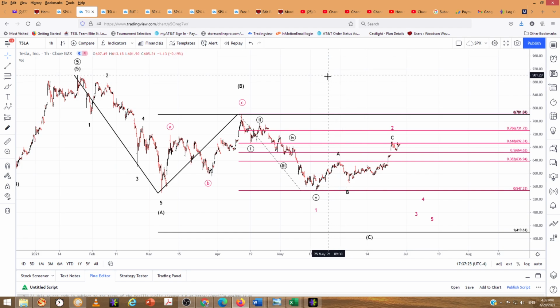So we have our parameters, we have our make or breaks to the upside and to the downside. We'll watch them. Right now it's in the middle, but it's in a perfect spot to begin wave 3 down. We'll see how that plays out.